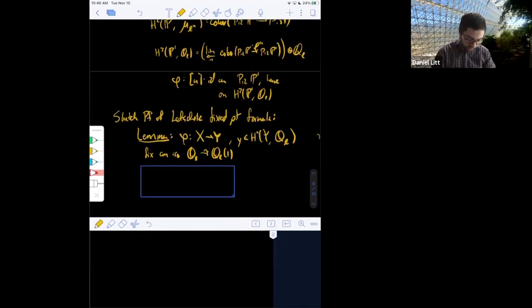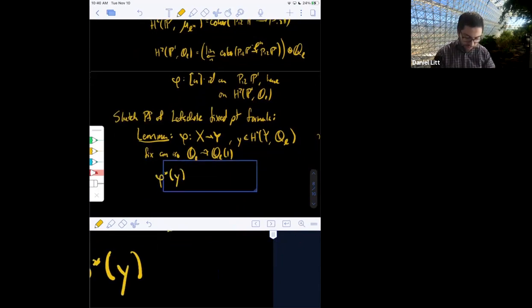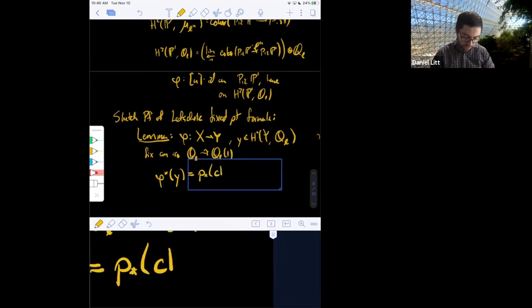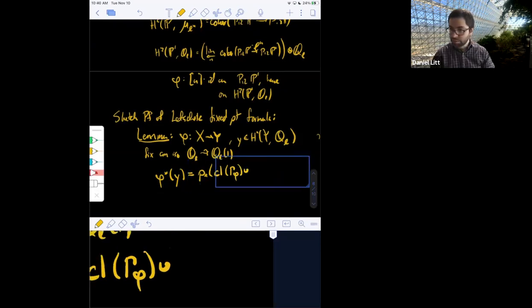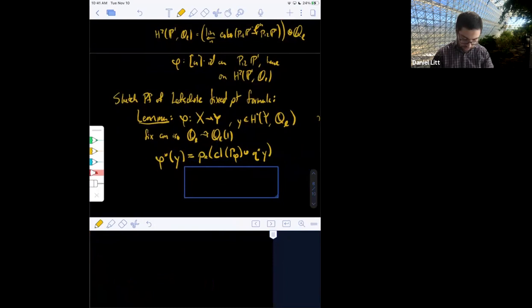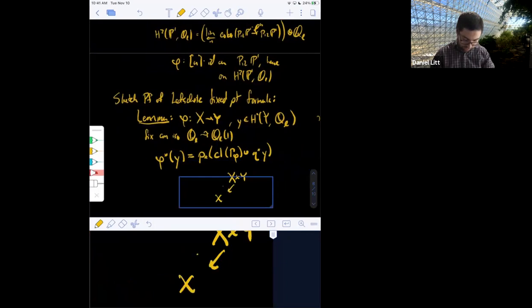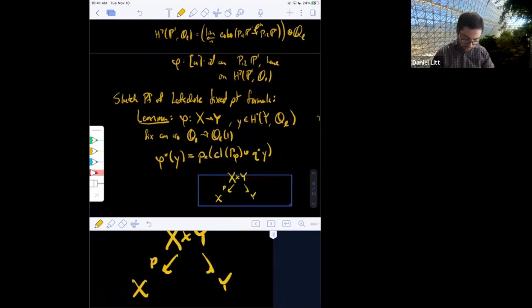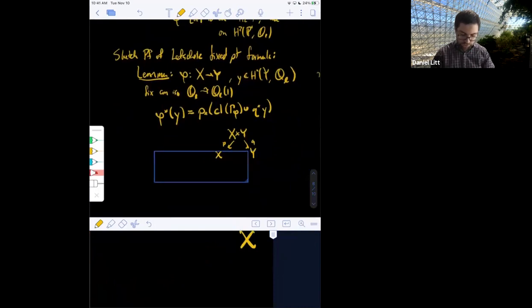So then the lemma is that the pullback of y through phi, which is a class on X, can be written as the pushforward of the class of the graph of phi cupped with the pullback of y. Here, let me say what these maps are. We have X times Y. The map to X is called P, and the map to Y is called Q. Okay, so what's the picture of this lemma?